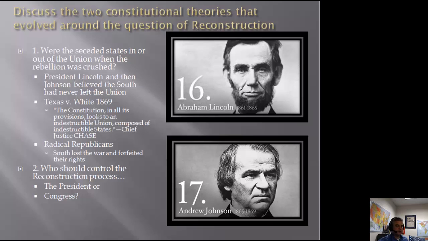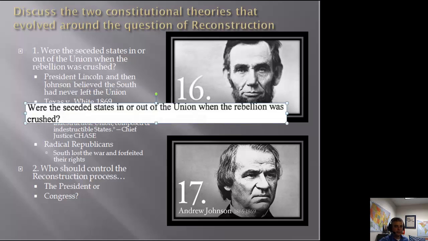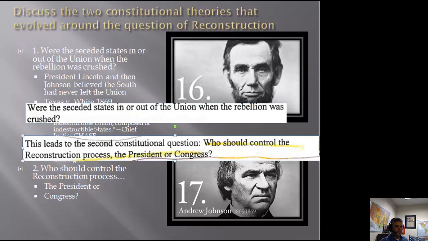Now, three individuals that we want to be keenly aware of when we're looking at Reconstruction are, of course, Abraham Lincoln, the president during the Civil War and for the first part of Reconstruction until he's assassinated. His vice president, Andrew Johnson. And then one of their chief rivals in Congress, a gentleman named Thaddeus Stevens, who would represent, along with Charles Sumner, the faction of what are known as radical Republicans.